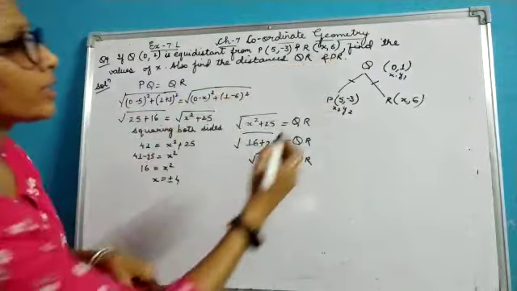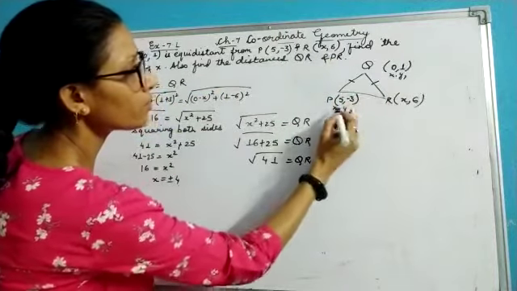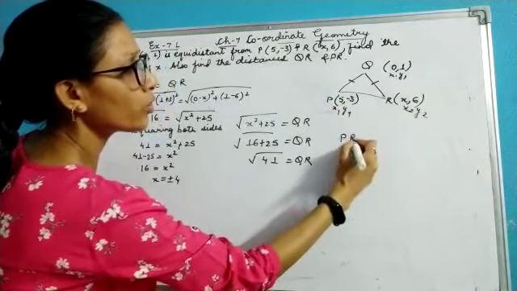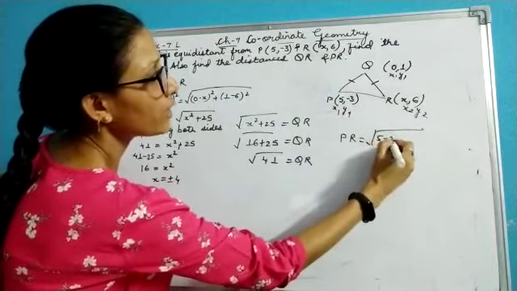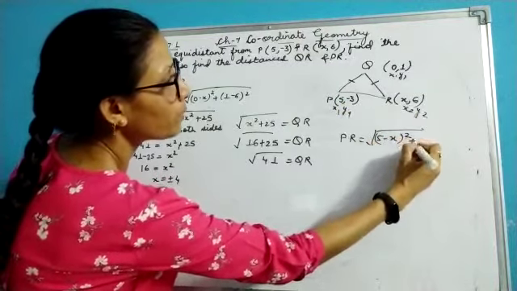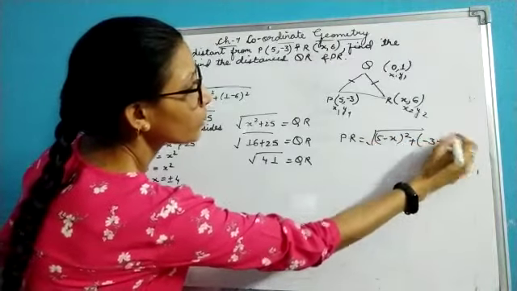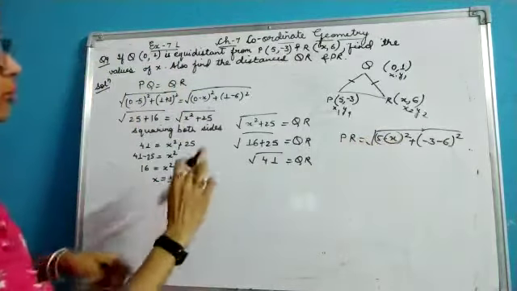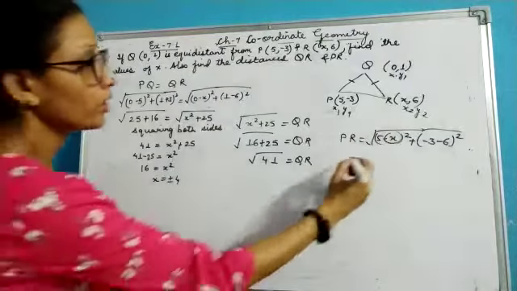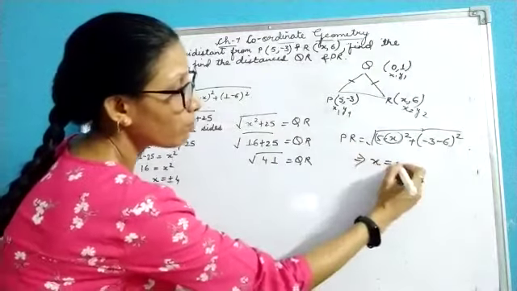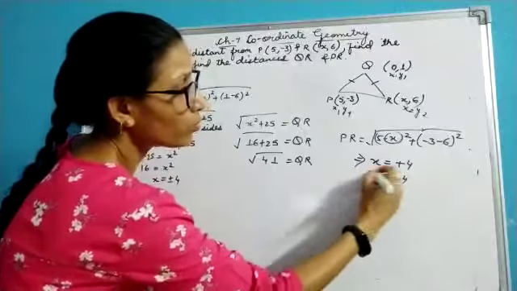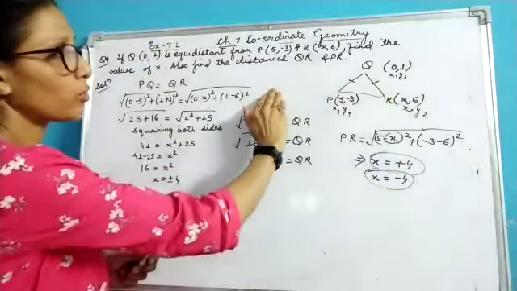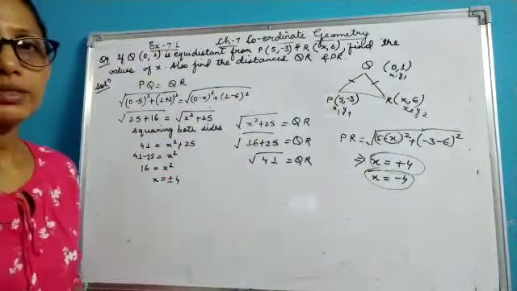Find PR. If you want to find PR, join this line. This will be your x1, y1 and this will be your x2, y2. So you find out PR yourself by writing (5 minus x) whole squared plus (minus 3 minus 6) whole squared. Now you know the value of x, so you write down plus minus 4. One time you will take x equal to plus 4 and one time you will take x equal to minus 4, and you will get two distances of PR. If R is on this side, then you will get a different length.